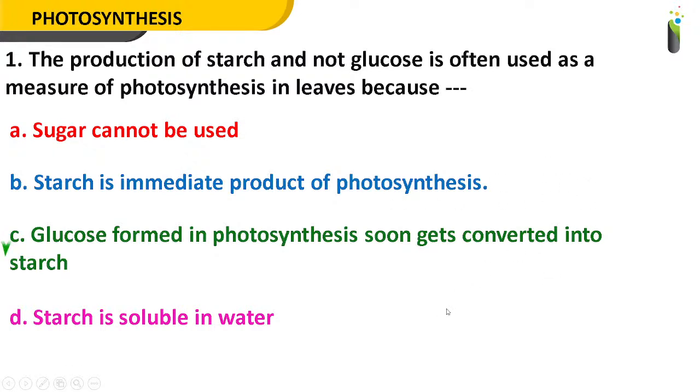Well, the answer is C. The production of starch and not glucose is often used as a measure of photosynthesis in the leaves because glucose formed in the photosynthesis soon gets converted into starch.